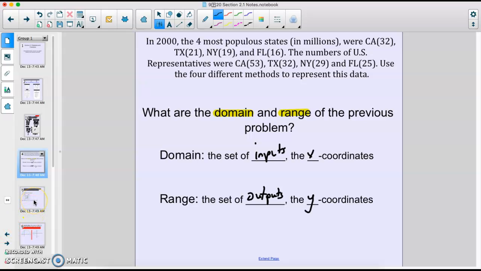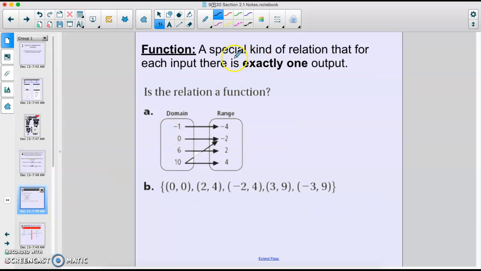It's something that students struggle with. I struggle with it from time to time. It's just something you have to keep working with and keep trying to memorize. Domain is the x values, range is the y values. All right, so a function.